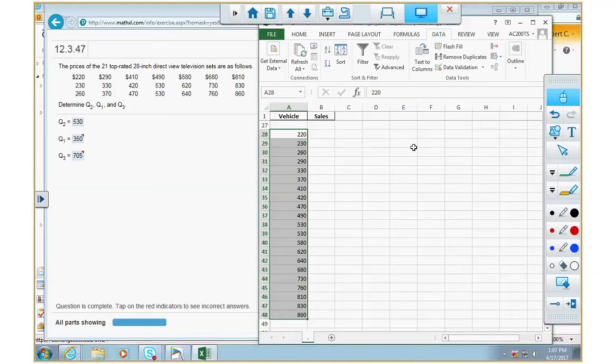Now, this is called a five-number summary. Five-number summary. It consists of the min, the first quartile, second quartile, third quartile, and the max. Now the min and the max, y'all should be able to get.